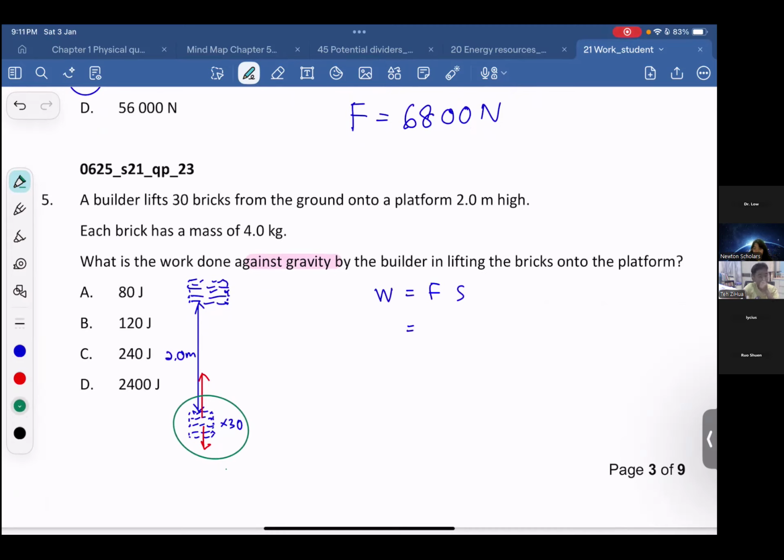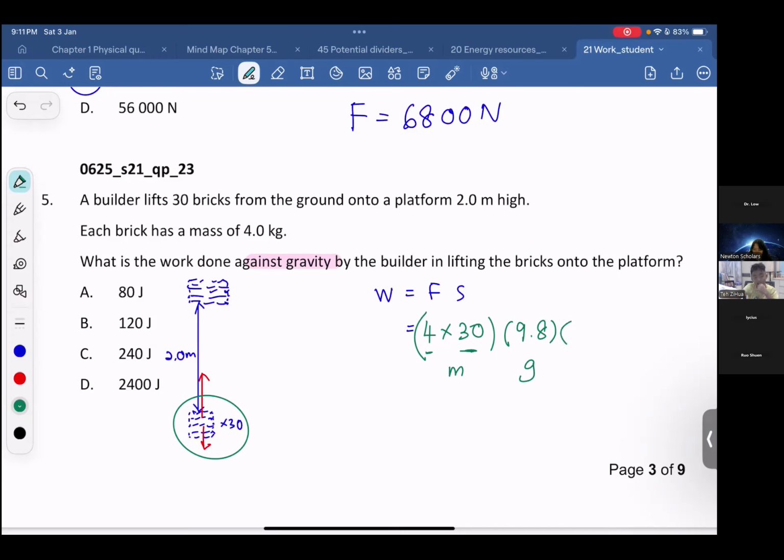Crystal, your force is it? Let me have a look. 4 times, okay, 4 times 30 because 4 kg, then we got 30. Am I right? But this is called mass. This is mass M. So your force should be mass times 9.8, mg. This is the mistake.